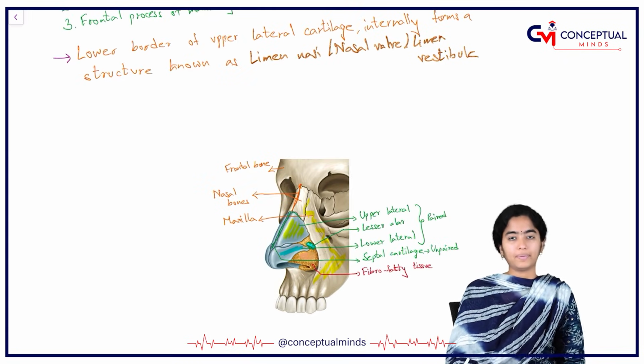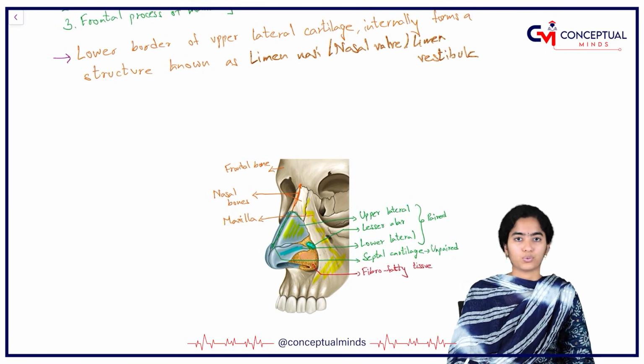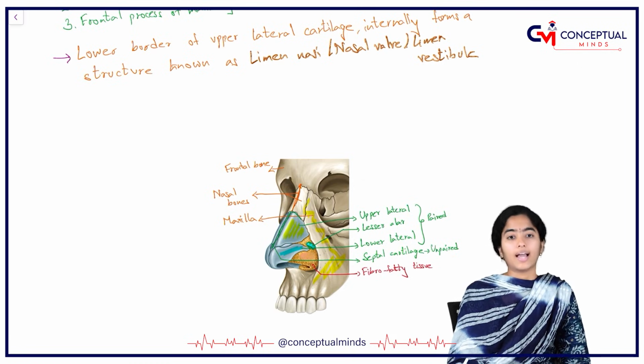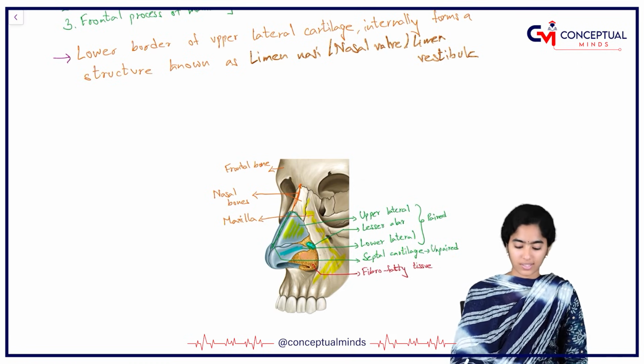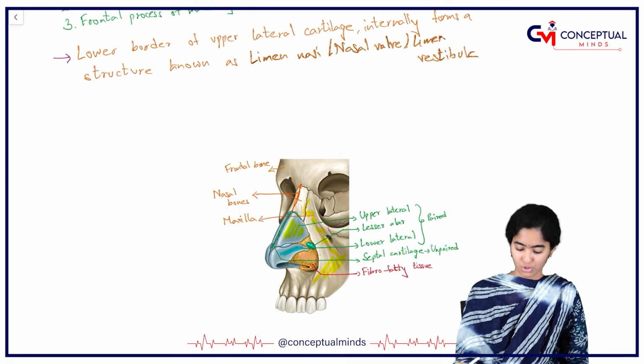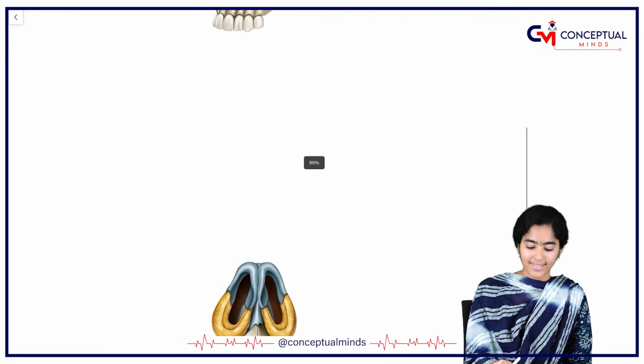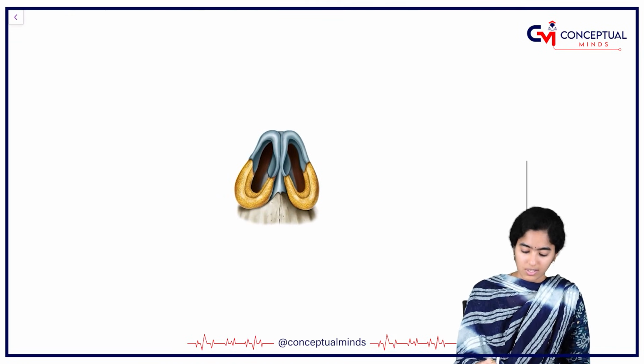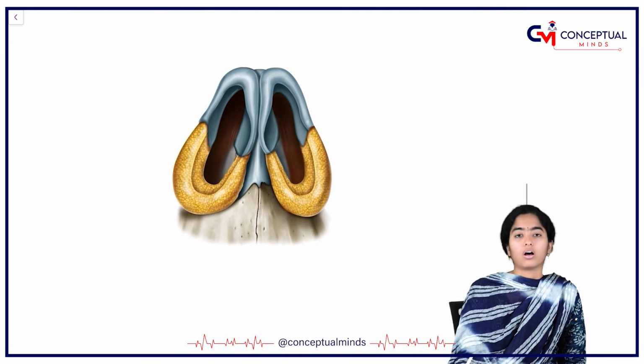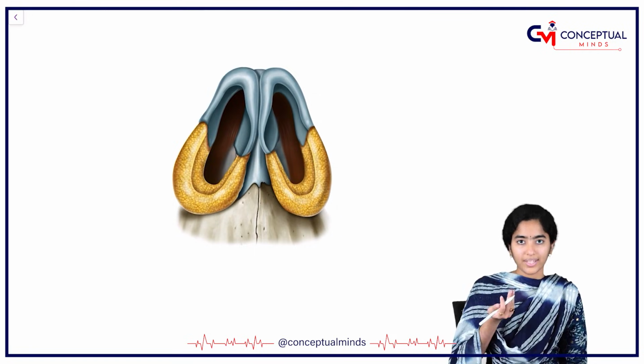With this, we complete the framework of the nose. Upper 1/3 is bony and lower 2/3 is cartilaginous and all these structures. Next, this is another clear picture showing the cartilages from the inferior view.